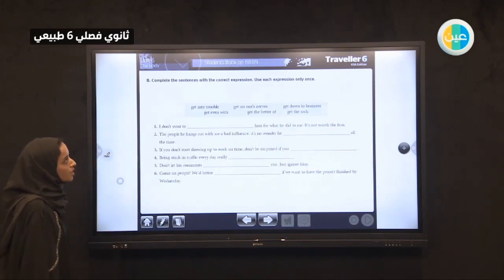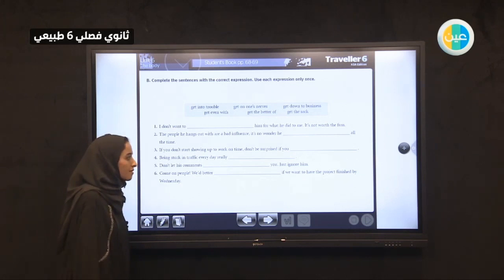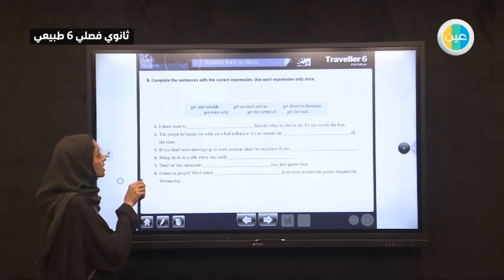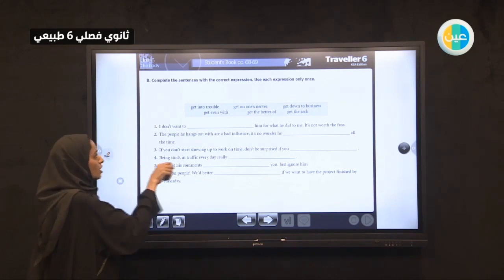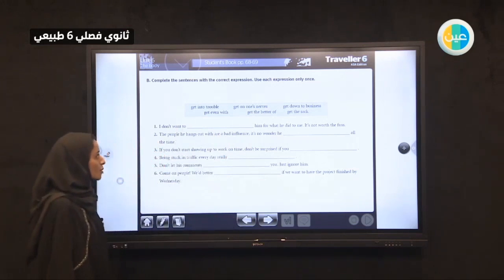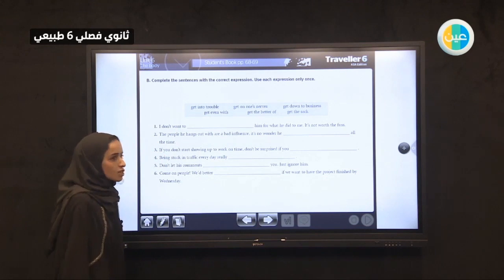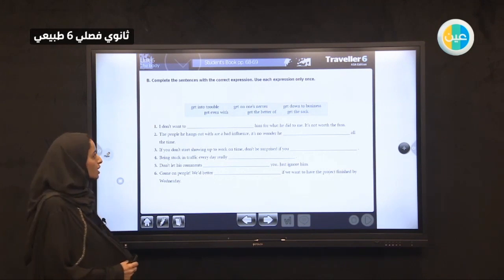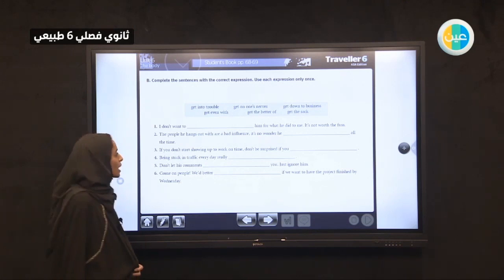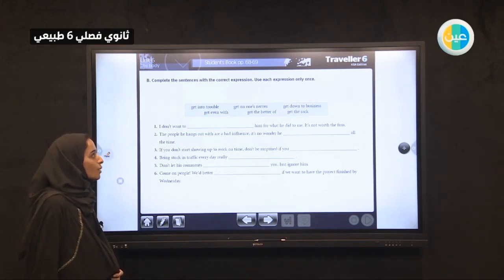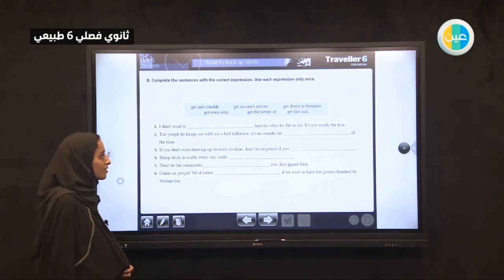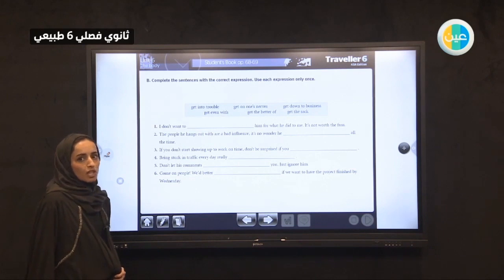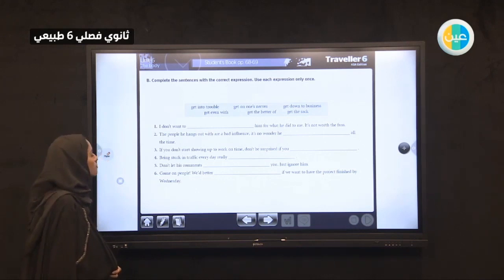In your workbooks, on page 47, we have certain expressions. Complete the sentences with the correct expressions which are given in the box. Get into trouble, get on someone's nerves, so we will make him annoyed. Get down to business, to start working. Get even with, you will take revenge. I will get the better of, I will defeat, or getting the sack, which is the idea of losing your job. So let's start with number 1.